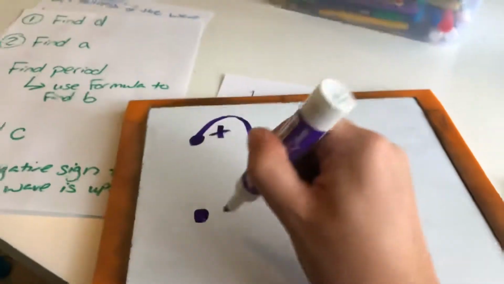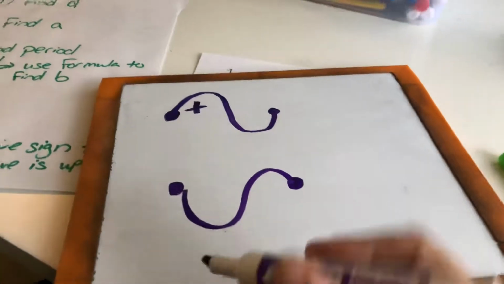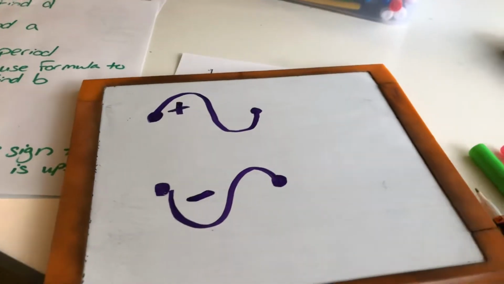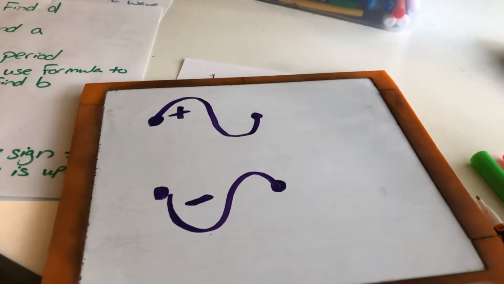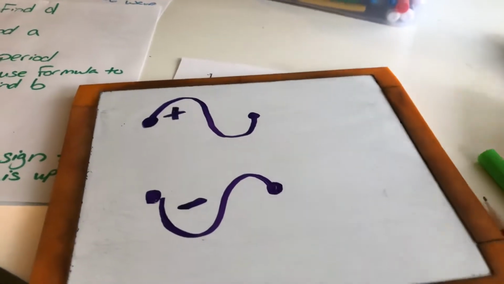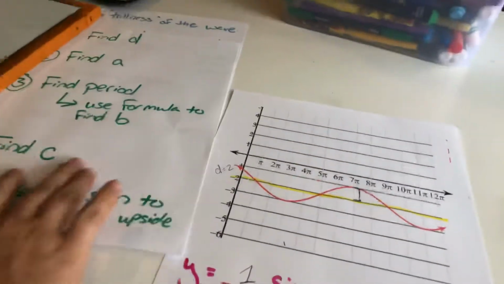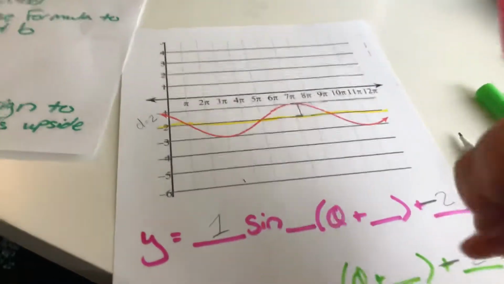Now, if it was upside down, then it would look like this, and that would be the time where we would stick a negative in front of our A value. Okay, so let's just go searching for one of those sine waves. It doesn't matter if we get a positive one or a negative one. Either way is fine. And I'll highlight it in pink since that's what color my formula is.